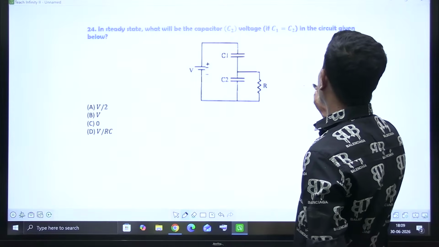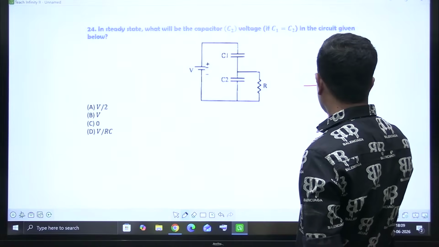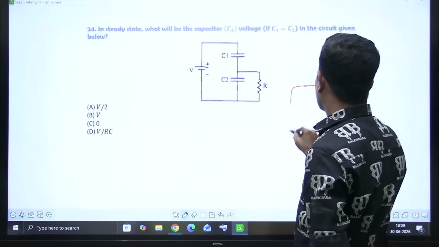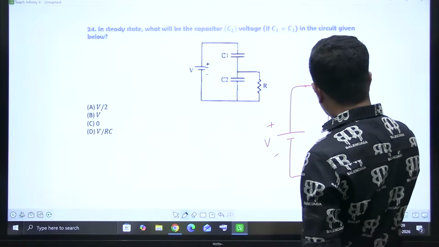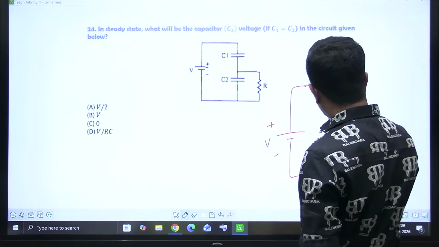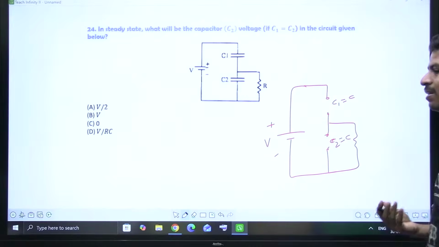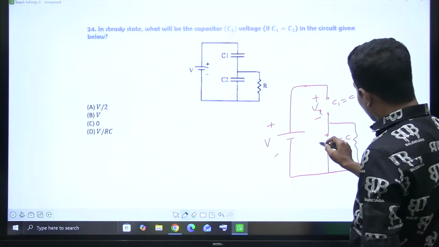Okay. Now, draw the diagram. That is better for you. Here there is resistance. Now, this is plus minus V. Now, this capacitance C1 is equal to C. This C2 is also equal to C. If two elements are having equal value, voltage will be divided equally. So this is, let's assume it as Vx. This also will be Vx.